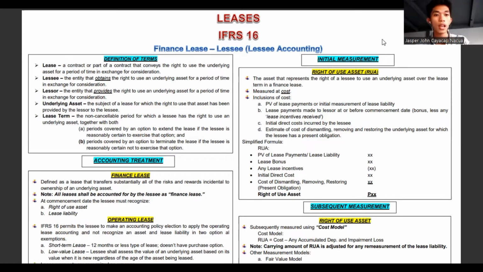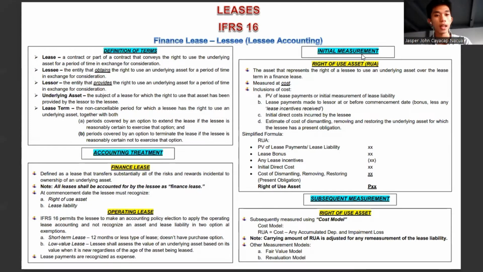For the accounting treatment, generally, all leases shall be accounted for by the lessee as finance lease, in which the lessee must recognize the right of use asset and lease liability. But the lessee is permitted to have the operating lease through an accounting policy election.